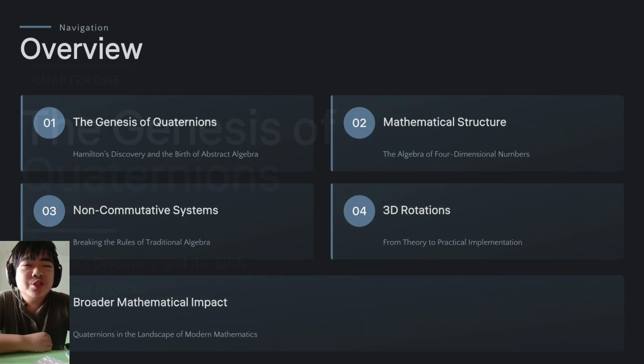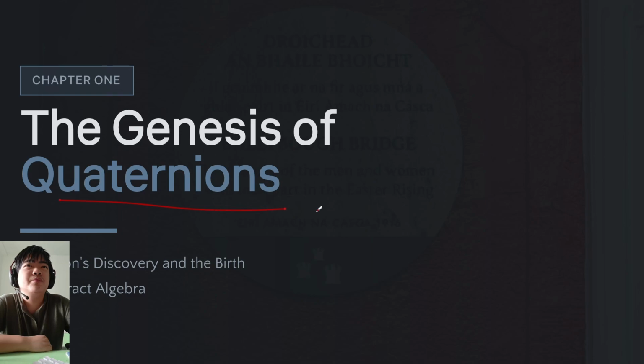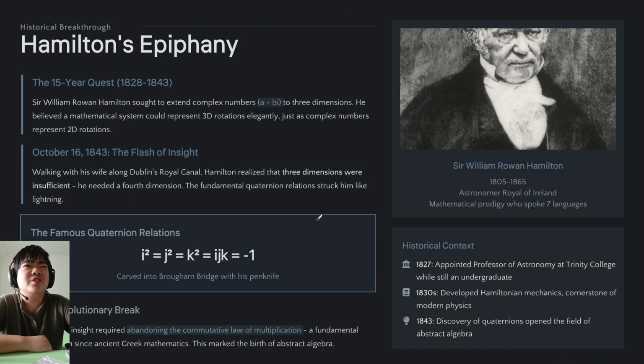Chapter 1, the genesis of quaternions. On October 16th, 1843, the Irish mathematician William Rowan Hamilton carved a formula into Brougham Bridge in Dublin, which is i squared equals j squared equals k squared equals i times j times k equals -1. This was not just a set of symbols, it was an algebraic revolution. From that moment, mathematics was no longer bound by commutativity, and our understanding of the physical world gained a deeper language.